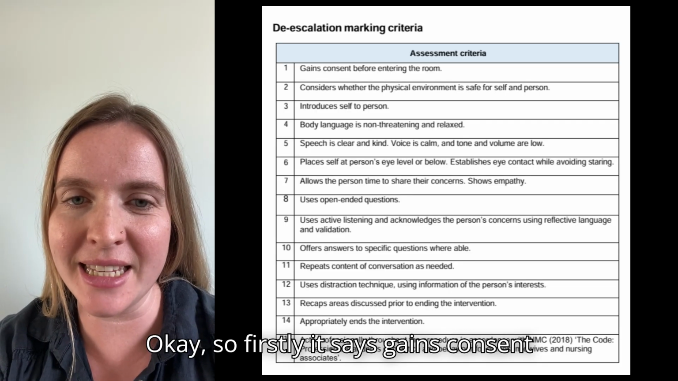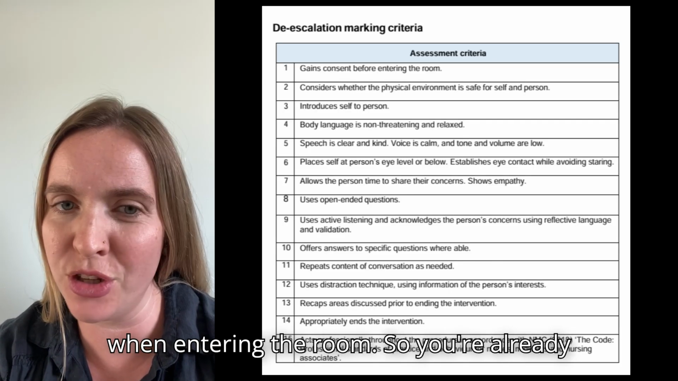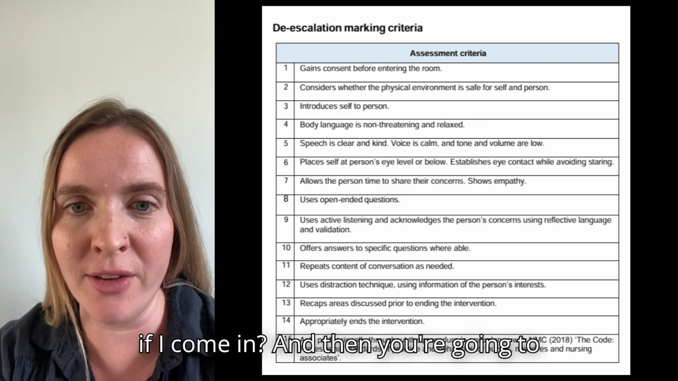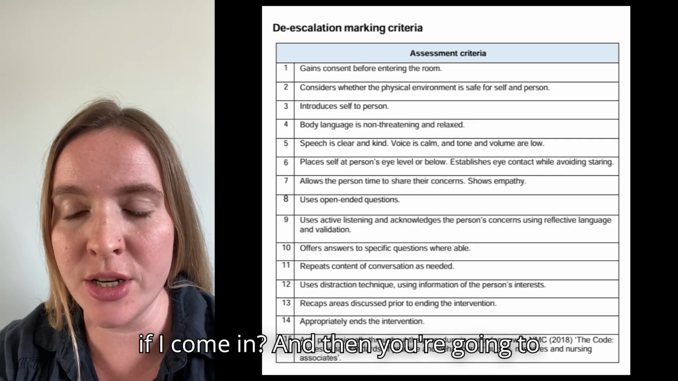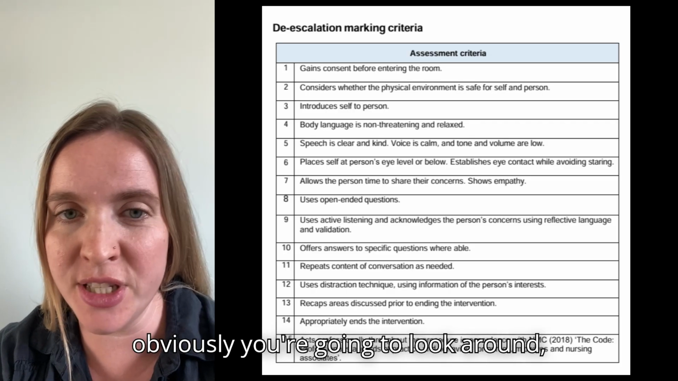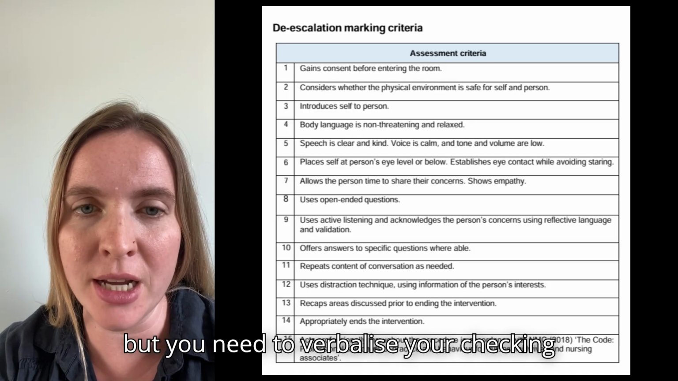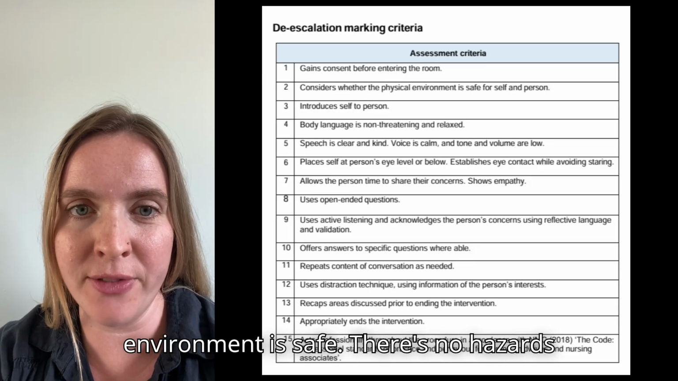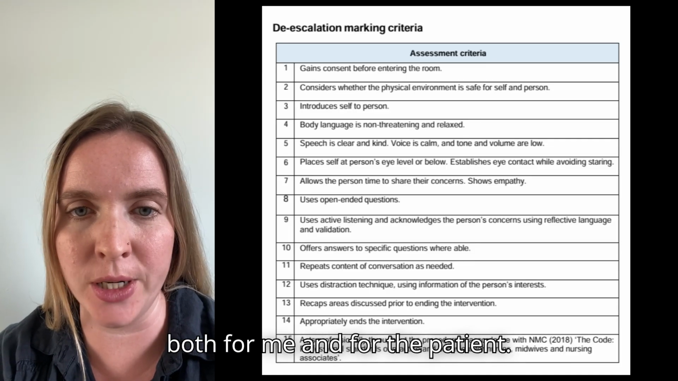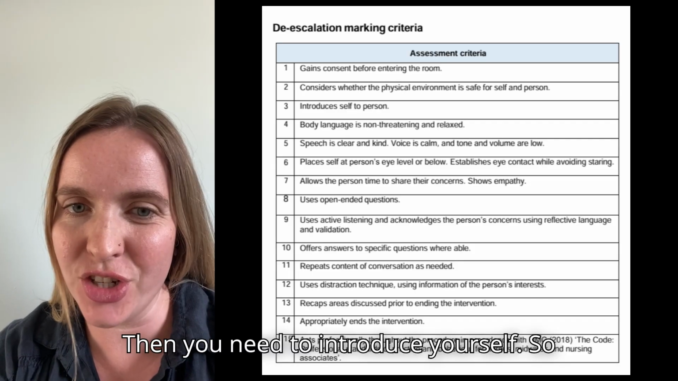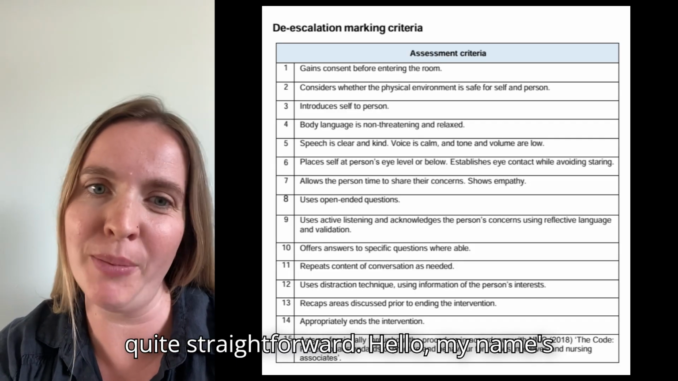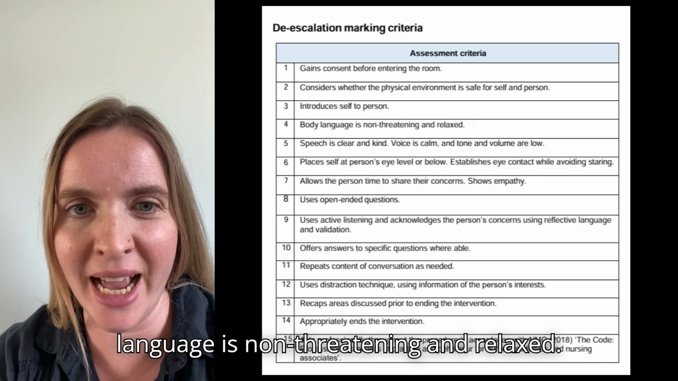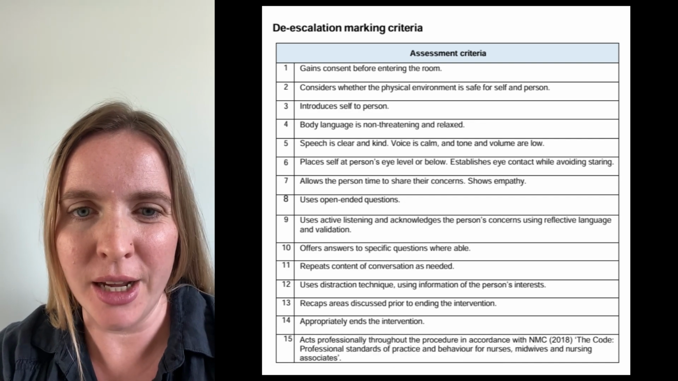Firstly it says gains consent when entering the room. You're already going to be probably in the room with the person, but just pretend. So, is it okay if I come in? And then you're going to check the environment is safe. Obviously you're going to look around, but you need to verbalise you're checking it's safe so your examiner knows you've done it. So, I'm checking the environment is safe. There's no hazards both for me and for the patient. Then you need to introduce yourself. Quite straightforward. Hello, my name's Beth. I'm the nurse here. Body language is non-threatening and relaxed. I think that's quite straightforward.